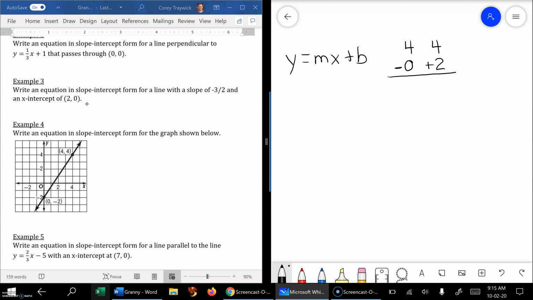And then we'll add them together. 4 plus 2 is 6, and 4 minus 0 is 4, and I'm going to make sure I put that on the bottom because it goes on the bottom of your slope. All right, 6 over 4. Don't stop reducing. Fractions go as low as they can. All right, so then I got 3 over 2 as my slope.